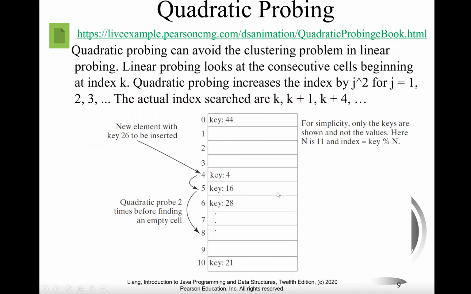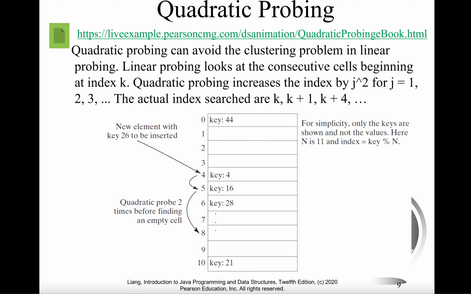Quadratic probing eliminated the cluster in which the elements are sequentially allocated, but an invisible cluster still exists for all these elements, because they follow a fixed pattern in quadratic probing. So plus 1, plus 4, plus 9. So this also still exists. So it actually did not solve the clustering problem.